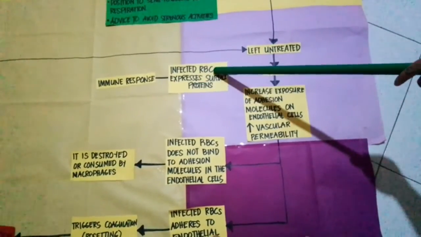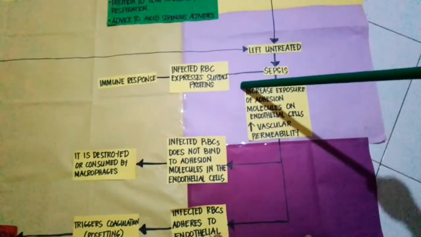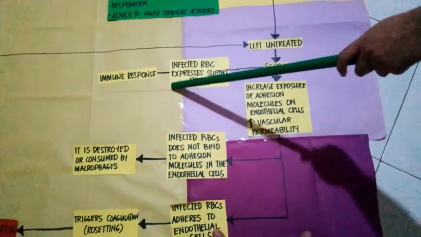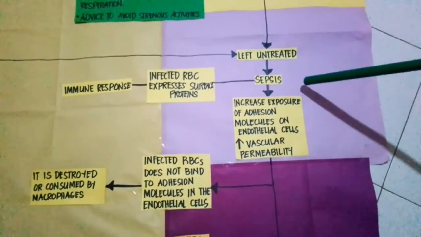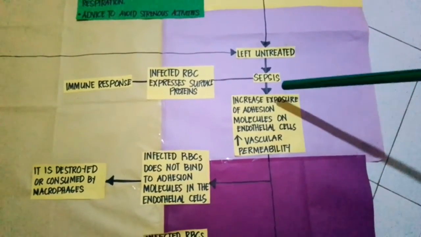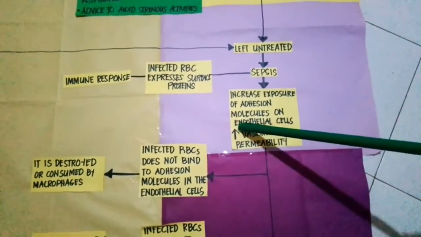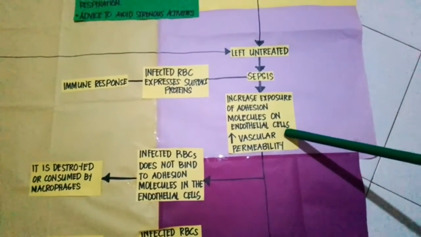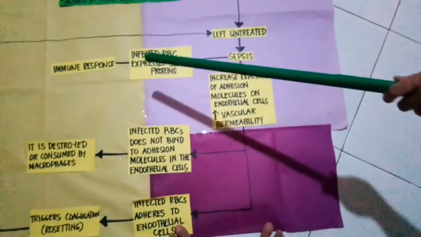So if the RBC is infected, it makes proteins so it can easily attach to white blood cells or platelets or tissues, so that it can be taken and destroyed. So the immune response is directed at the red blood cells. So there are these surface proteins, and then there is increased exposure of adhesion molecules in endothelial cells. Endothelial cells are the inner layer of cells of the blood vessels. So there are adhesion molecules here, or receptors for these surface proteins.